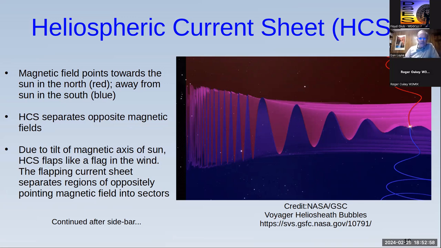There was a gal with a model, and she demonstrated that. This is a different scale here, but now, due to the tilt of the magnetic axis of the sun, just like Earth's magnetic pole is not lined up with the geographic pole, neither is it on the sun. So the magnetic axis of the sun is tilted, and that causes this current sheet to flap like a flag in the wind. So this flapping current sheet separates regions of oppositely pointing magnetic fields into sectors.